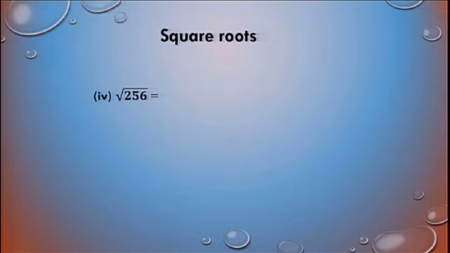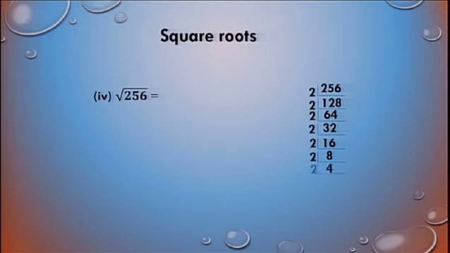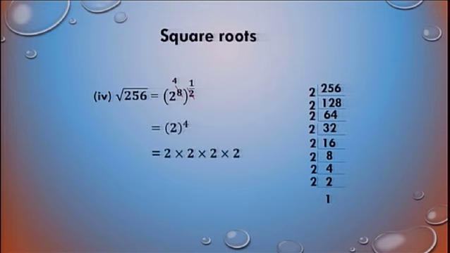Square root of 256. Again, we are going to find the prime factors. We're going to have 8 number 2s. So instead of writing 2 times 2 times 2 eight times, we write it as 2 power 8 power half. Evaluating 2 power 8 power half, we're going to have 2 power 4. Now, 2 power 4 is 2 times 2 times 2 times 2, which is equal to 16.